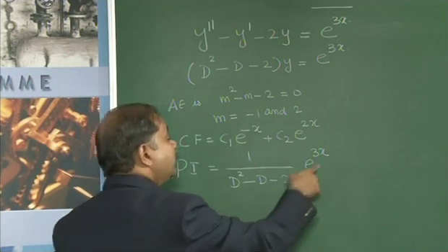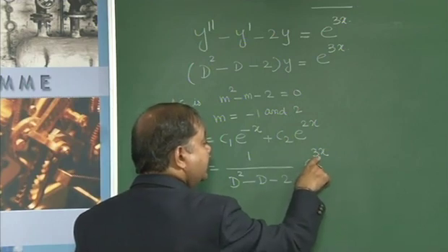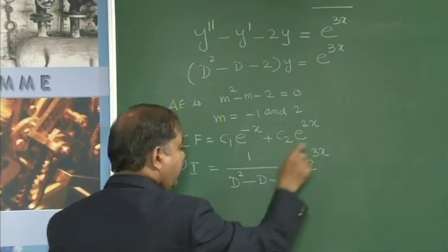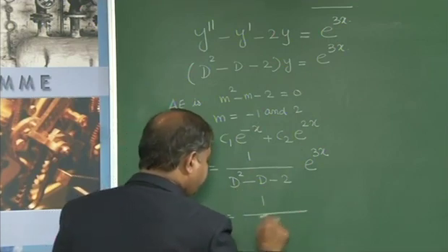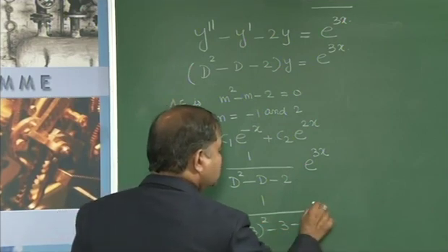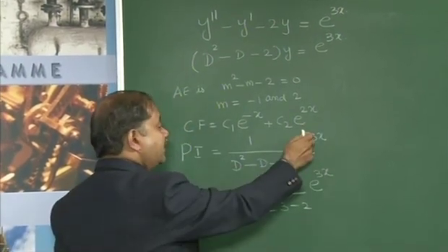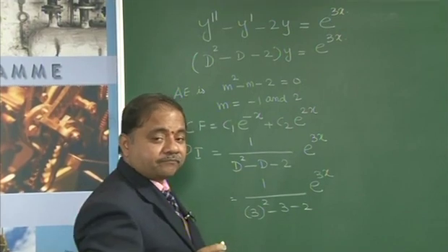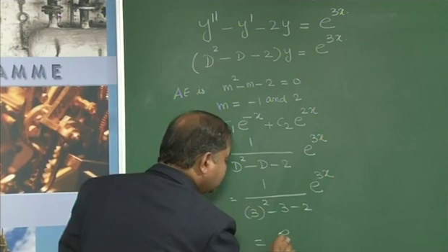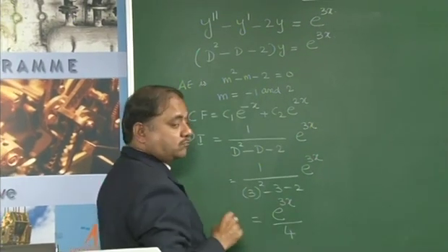Which type are we doing? This is type 1. What is the value of a? It is 3. What did they say? Replace D by a. So, 1 by 3 square minus 3 minus 2, e power 3x. I have replaced, you can see wherever D is there, I have written 3. So, 3 squared is 9, minus 5, is 4. So, what is your particular integral? e power 3x by 4.